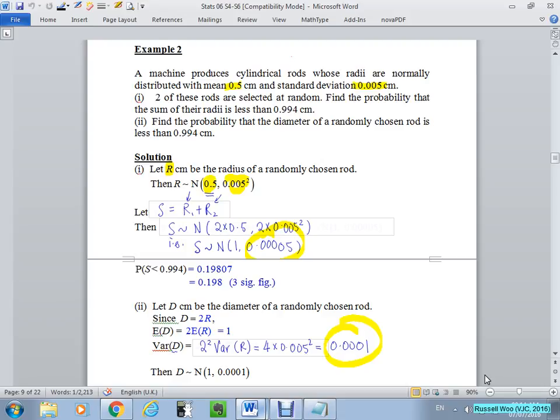What we said was this. Now, part 1, you had 2 rods selected. What's the probability that the total sum is less than 0.994? Then you get this kind of probability. The difference between part 1 and part 2 is that part 2 talks about the diameter of 1 randomly chosen rod.